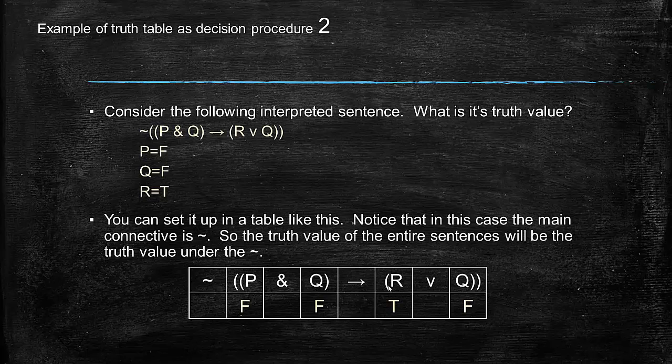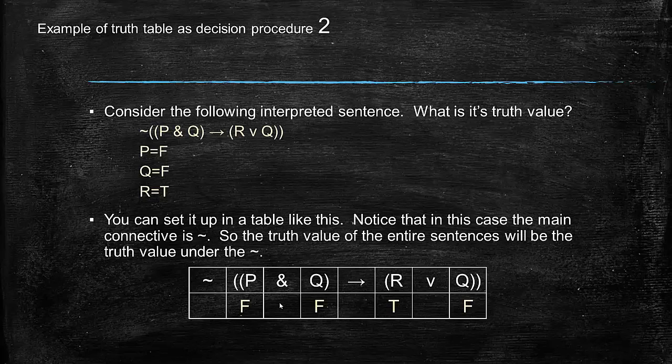So now if we look at this, we can see, well, where's the main operator? The smallest formula containing or is R or Q. The smallest formula containing and is P and Q. The smallest formula containing the conditional is if P and Q, then R or Q. And the smallest formula containing the negation is the whole formula, which makes negation the main operator.